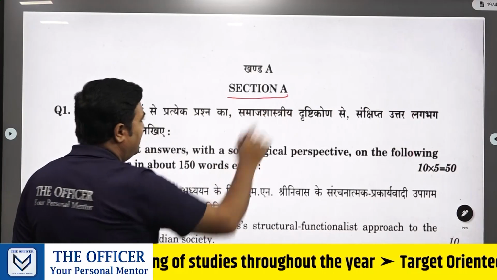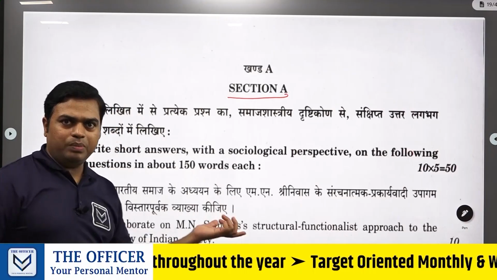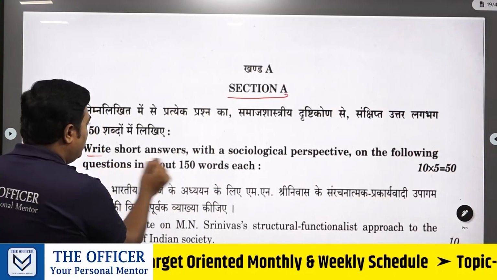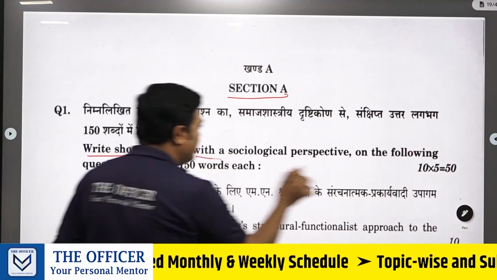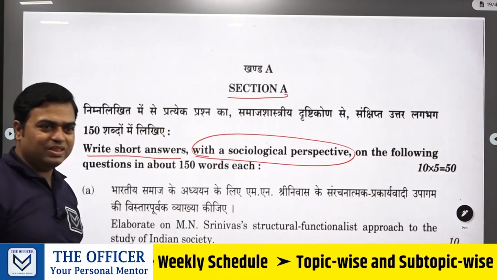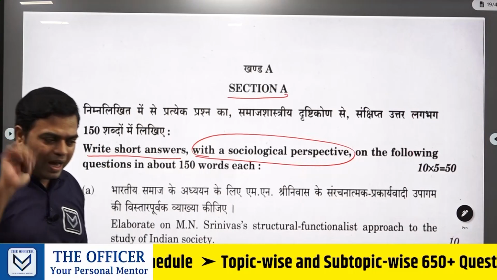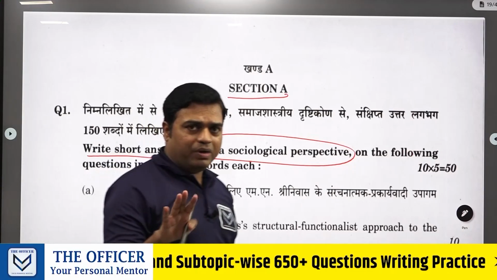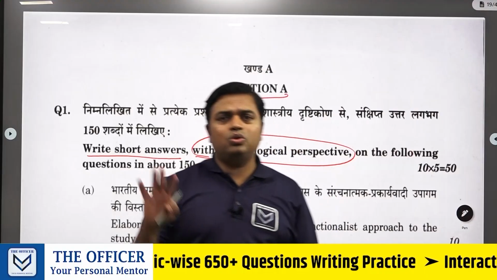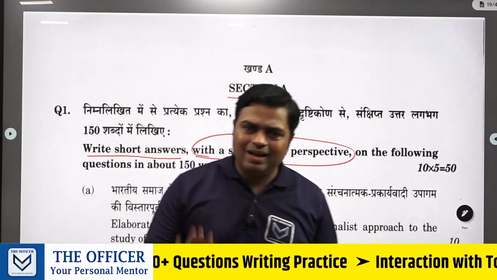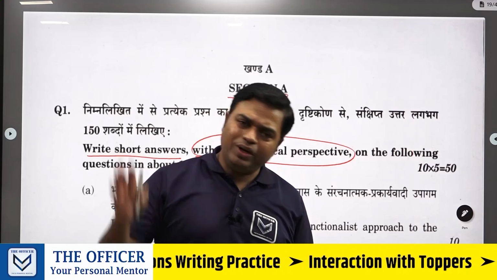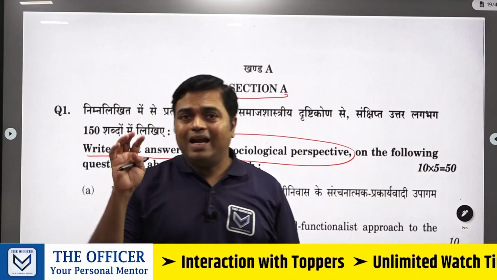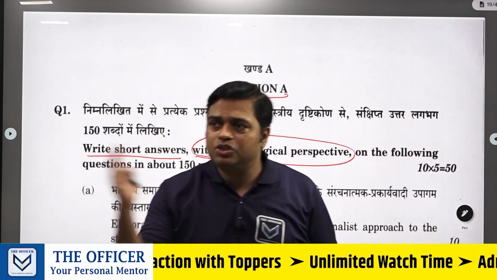For example, in each question paper, this is a UPSC sociology optional question paper. What are they saying? Write short answers with a sociological perspective. Because in every sociology paper, the questions are so simple that you can write down anything and complete the paper very easily. But most of the time, that answer becomes like a GS answer.